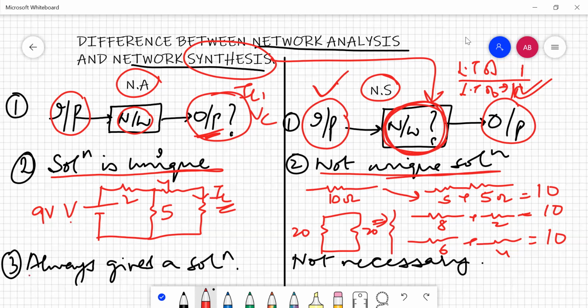Then the last point is that network analysis always gives you a solution. There will always be a current in any branch of the circuit when voltage is there.